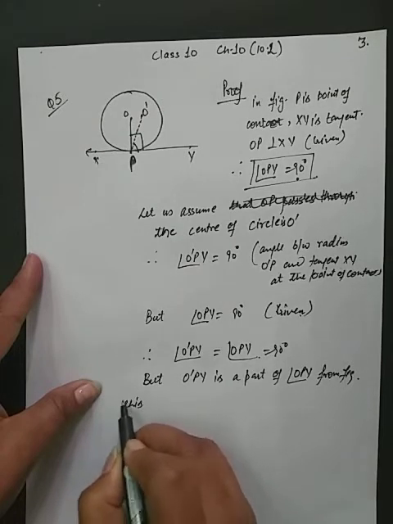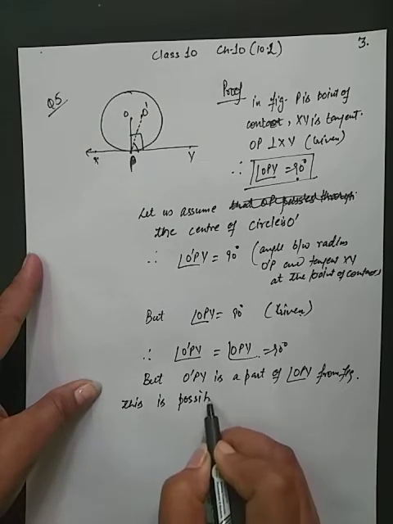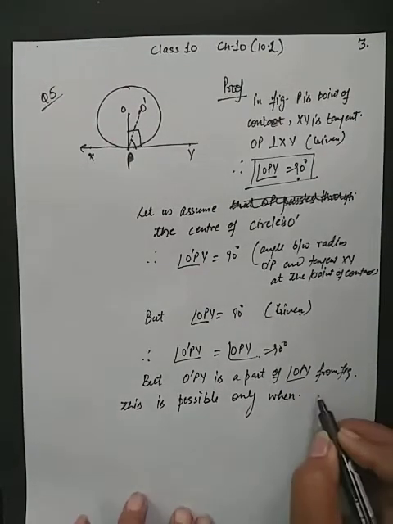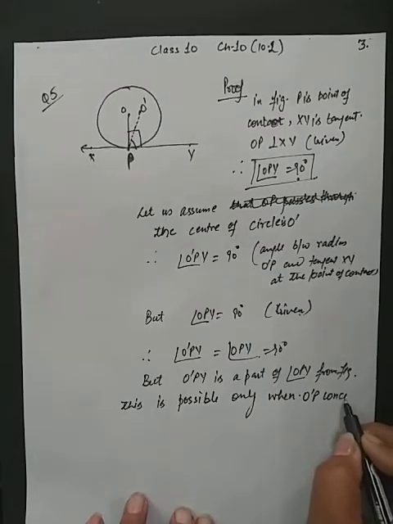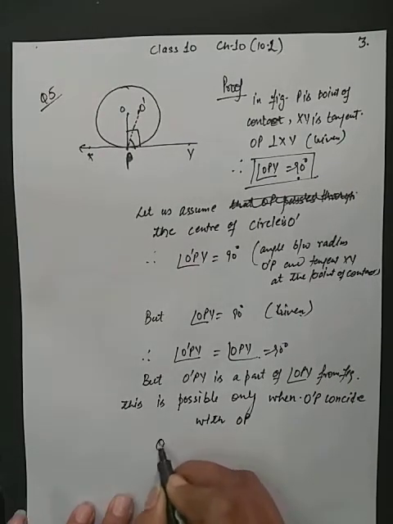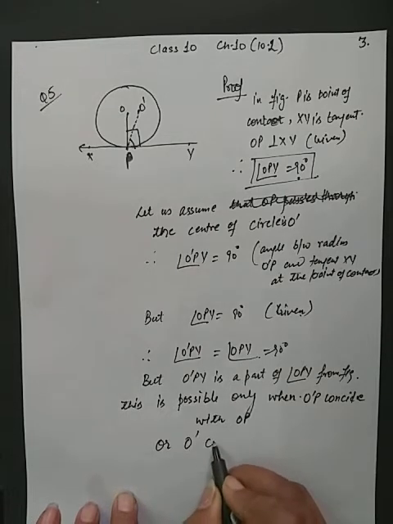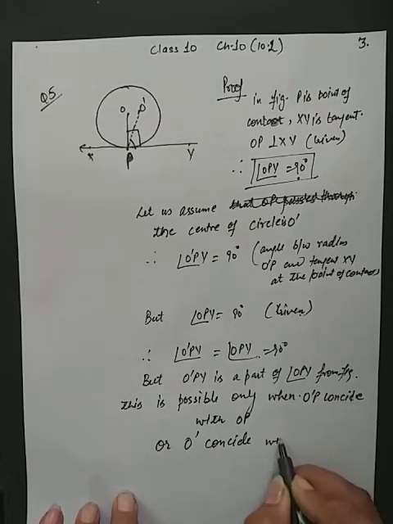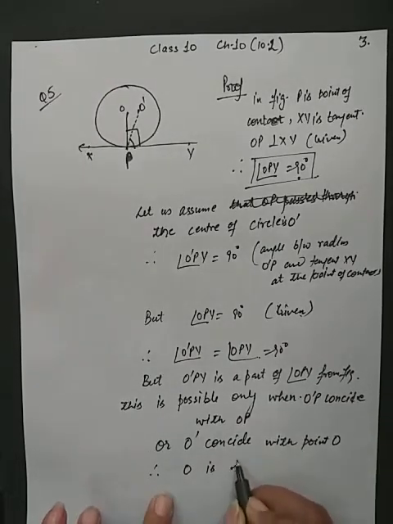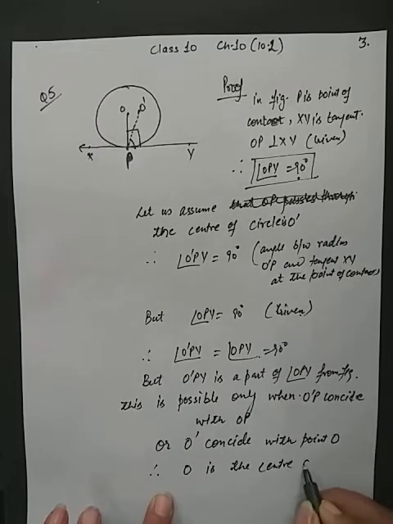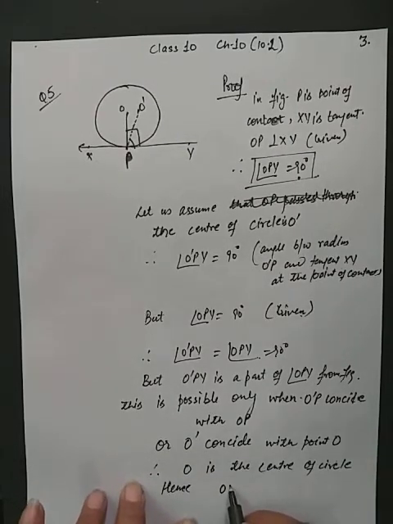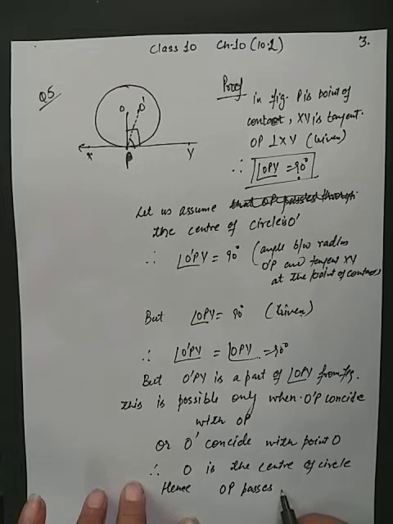And this is possible only when O dash P coincide with OP or O dash coincide with point O. So therefore O is the center of circle. Hence OP passes through the center.